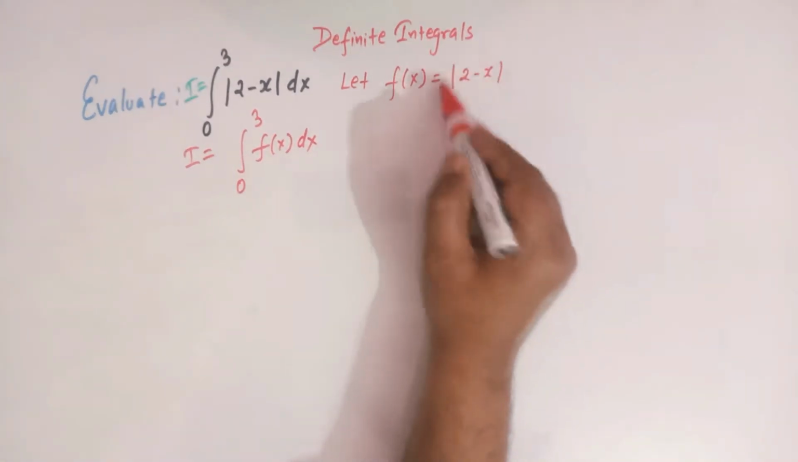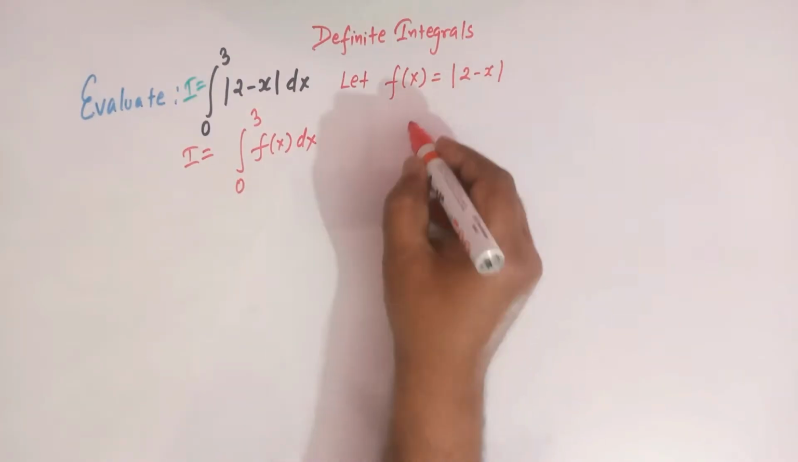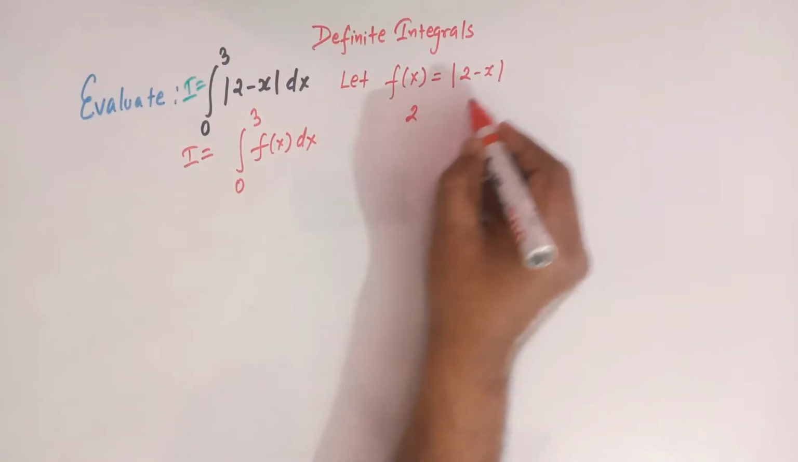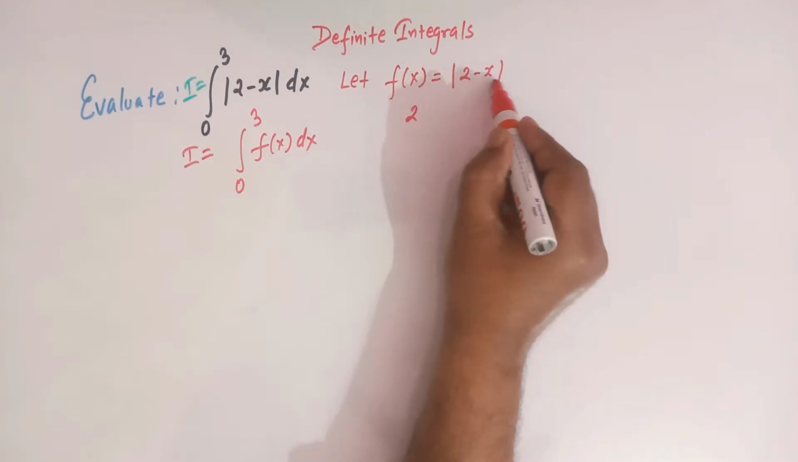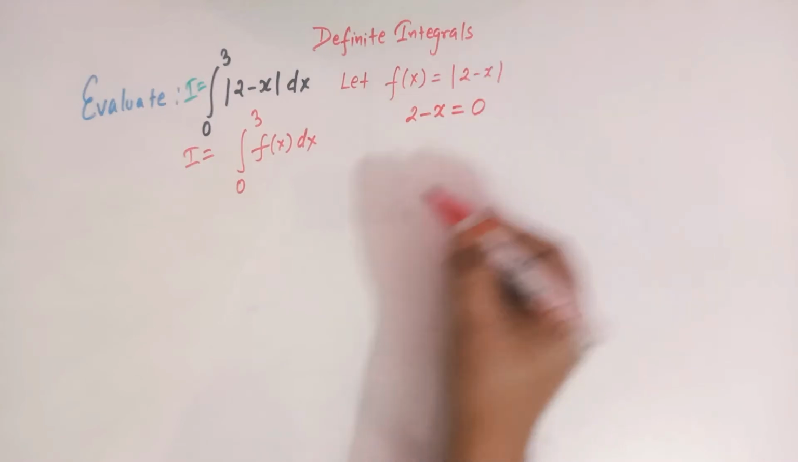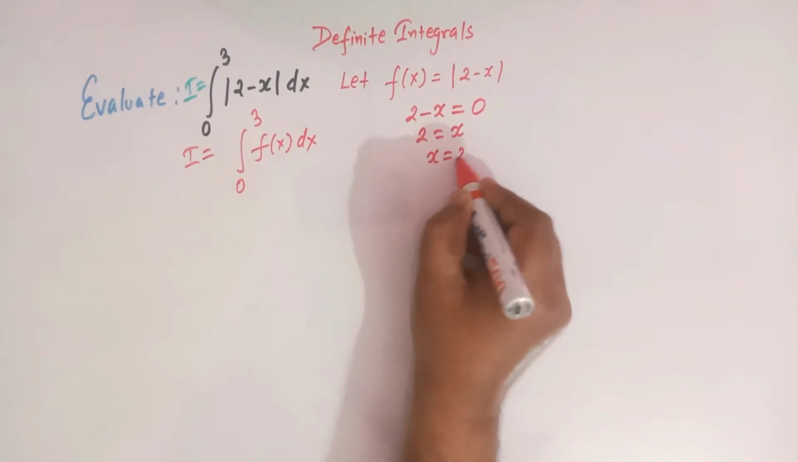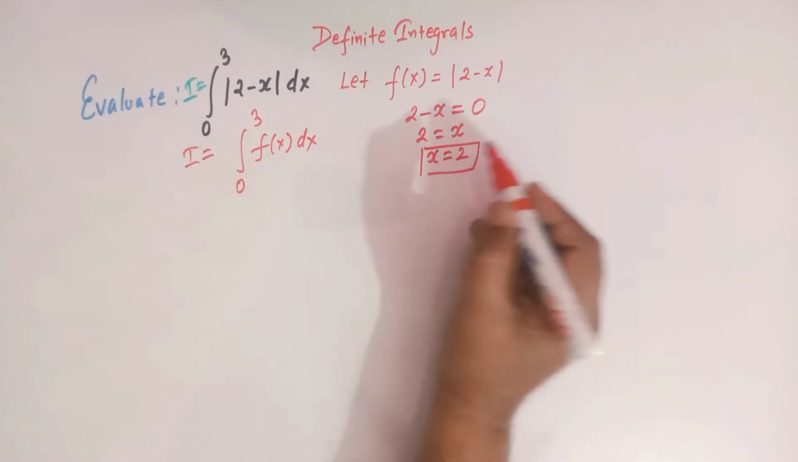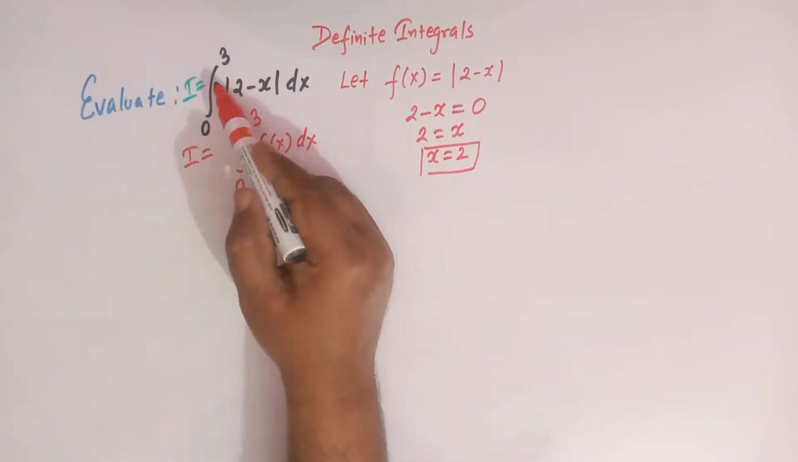We will find the critical points. Critical points are obtained by equating the expression inside the two vertical lines to zero. So we have 2 minus x is equal to 0, so 2 is equal to x. So x equal to 2 is the point where we have to break the limit.